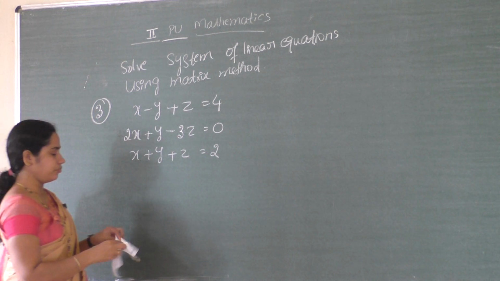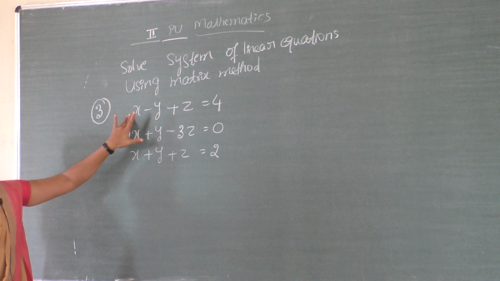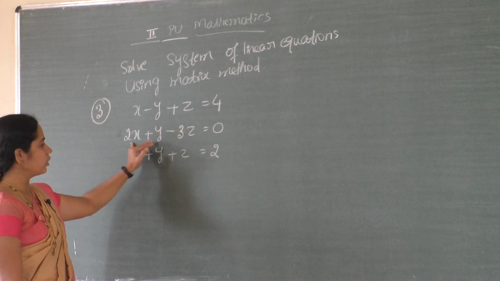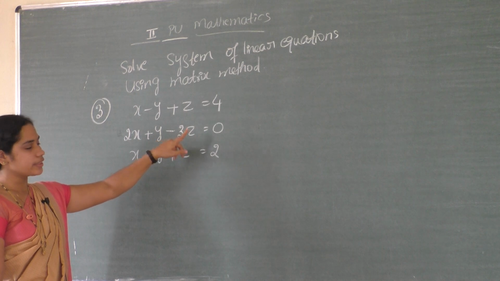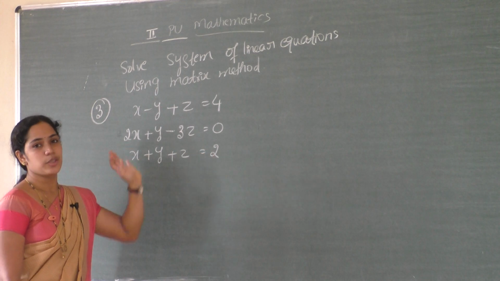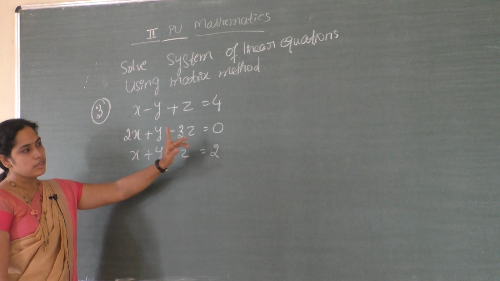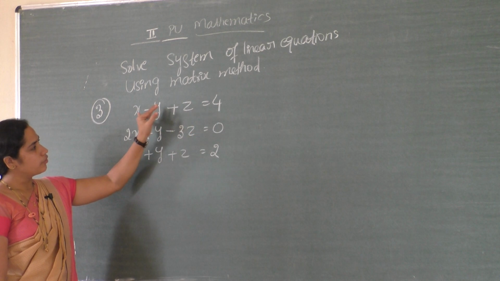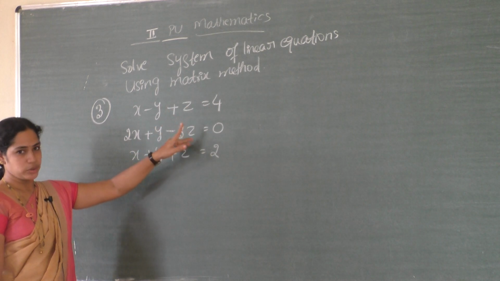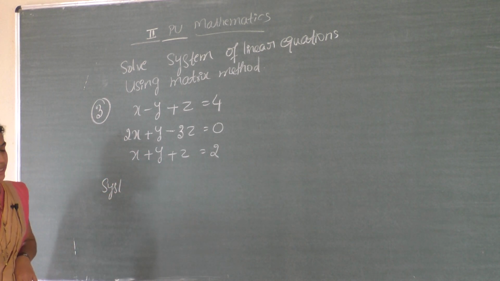Next problem. Solve the system of equations using the matrix method: x minus y plus z equal to 4, 2x plus y minus 3z equal to 0, x plus y plus z equal to 2. Same method here. Here we have 3 unknowns; in the last problem we had 2 unknowns. The same method we follow here.